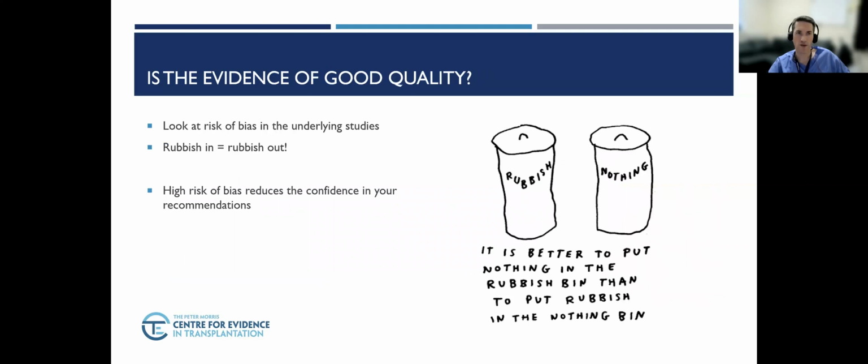As you saw in an earlier talk, if the underlying evidence has a high risk of bias because the study methodology was poor or the reporting was poor, then of course you're going to be far less certain of any conclusions that you can draw when you compile all the evidence together to try to make a recommendation. It's the old adage of rubbish in, rubbish out. So if you find a high risk of bias in your underlying studies, or the methodological quality is poor, then clearly you're going to grade the recommendations that you make accordingly.